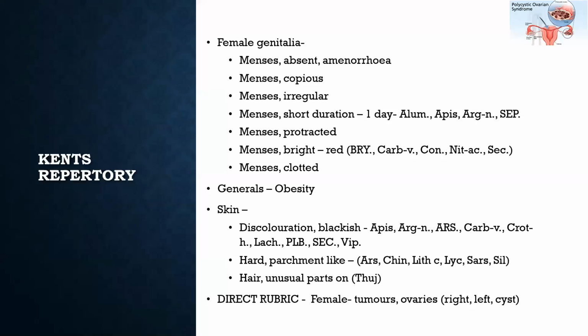So firstly, we will deal with Kent's repertory. In Kent's repertory, we can go to the chapter female genitalia. This is basically based on the symptoms taken from the symptoms. We have pathological as well as direct rubrics.